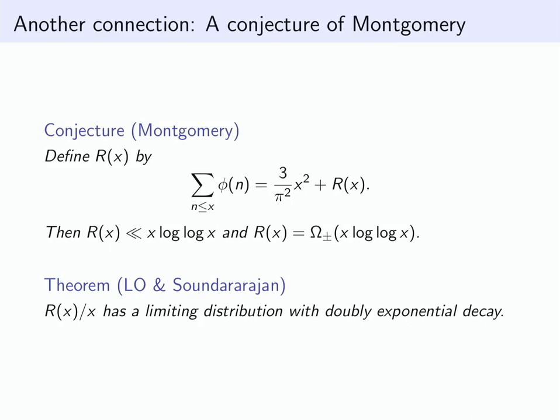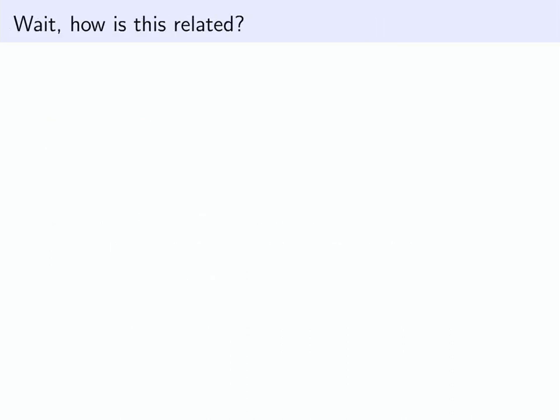Sort of the doubly exponential, corresponding to the double log you see here. So what is the connection between the work I've been talking about and this problem here? Well, in this paper where Montgomery makes this conjecture, he also proves an omega result of the following type: R(x) is omega of x square root log x.